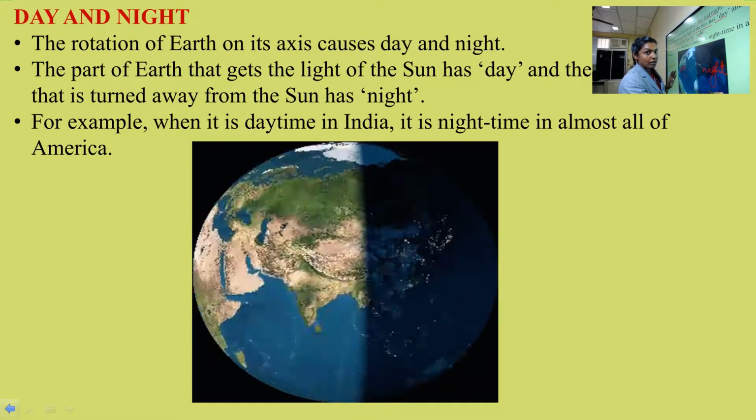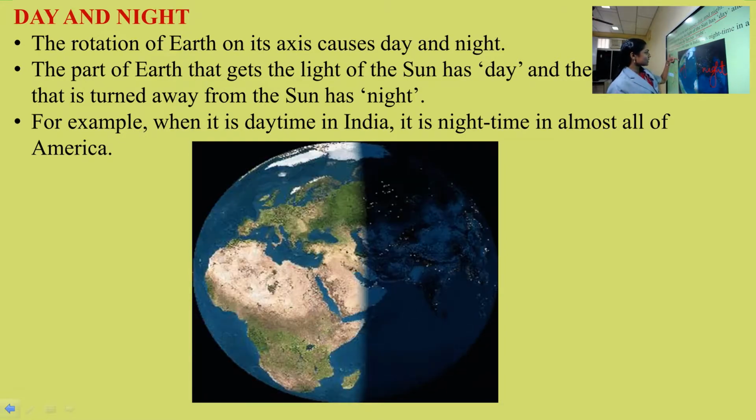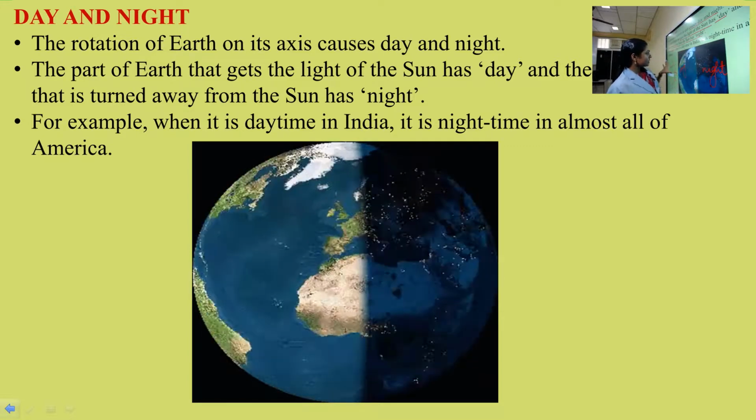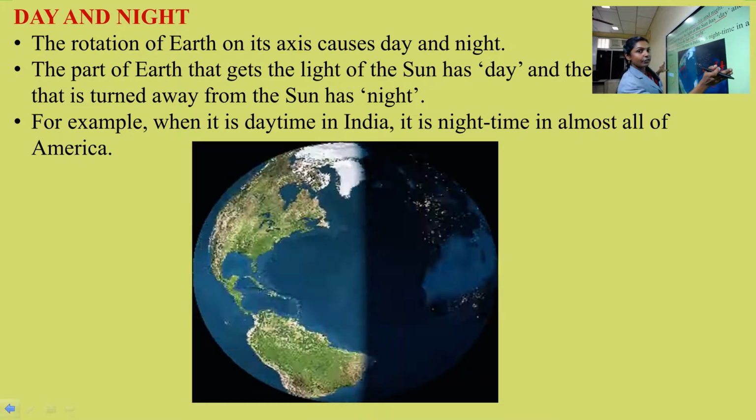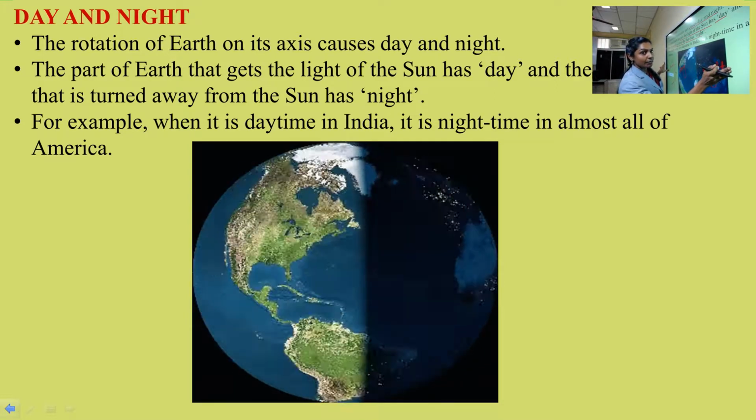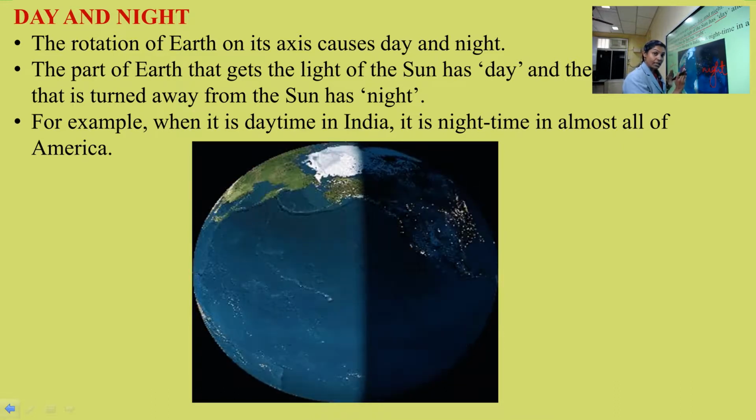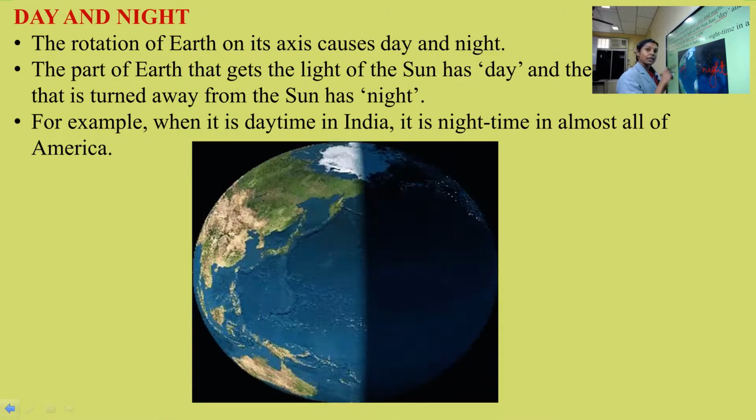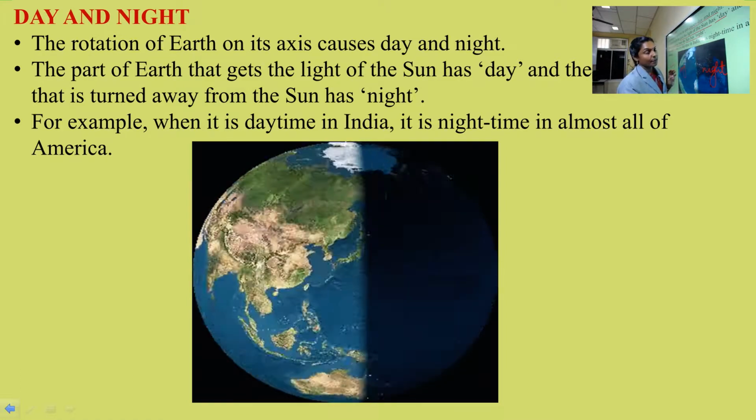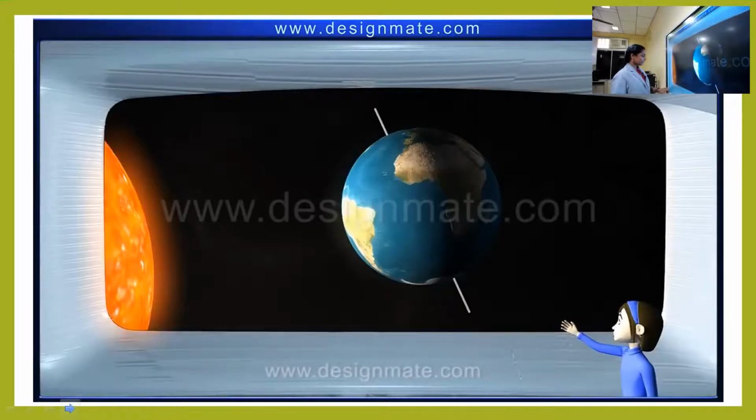opposite to it. Okay, if India is here, see here itself you can see this is North America and this is South America. North and South America is facing the sun, but the other half is having night time. So India is on the opposite side. So the opposite happens. When it is daytime in America, it will be night time in India. When it is night in America, it will be daytime in India. Clear?